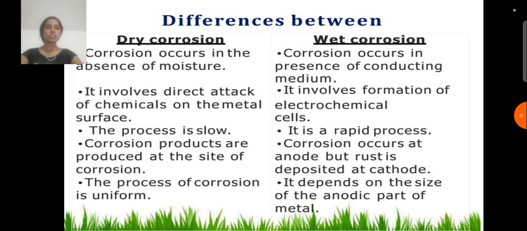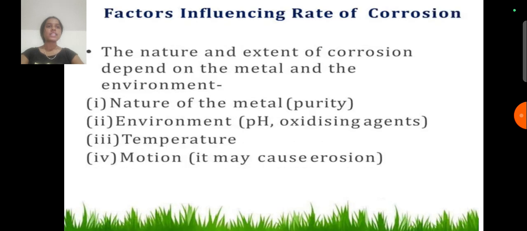In dry corrosion the process of corrosion is uniform, and in wet corrosion it depends on the size of the anodic part of the metal. And next, factors influencing the rate of corrosion. The nature and extent of corrosion depend on the metal and environment. The first one is the nature of the metal, the second is the environment, pH and oxidizing agent, the third is temperature, and the fourth is motion. It may cause erosion. These are the factors influencing the rate of corrosion.